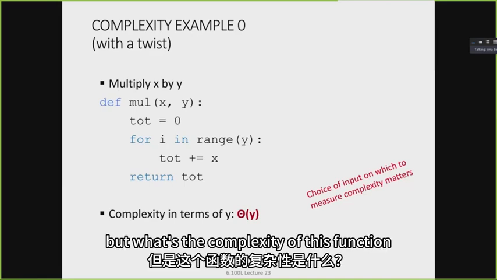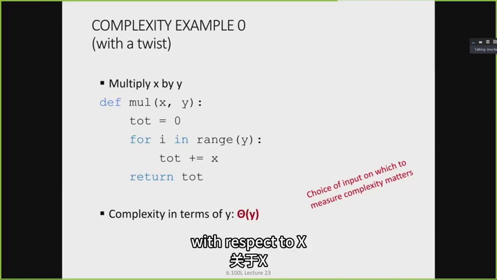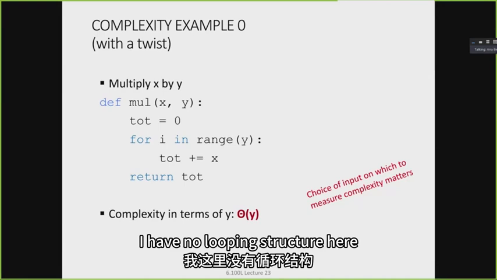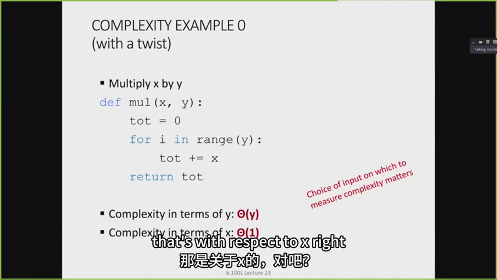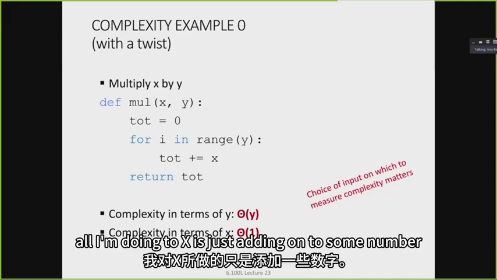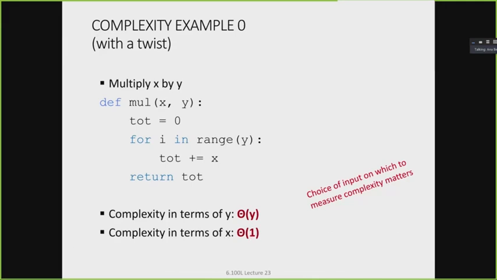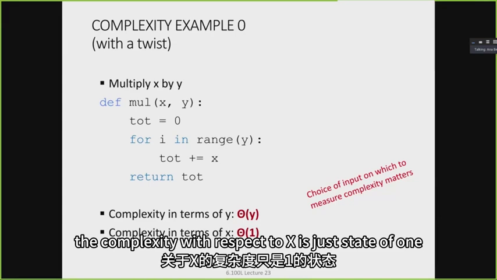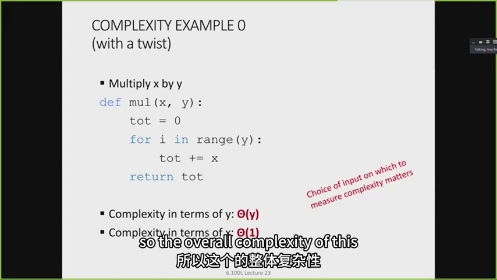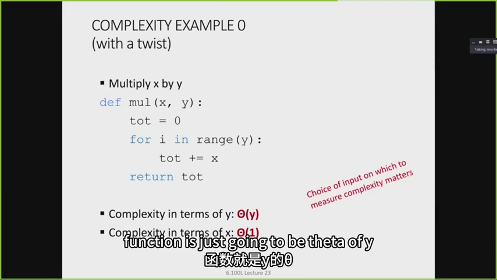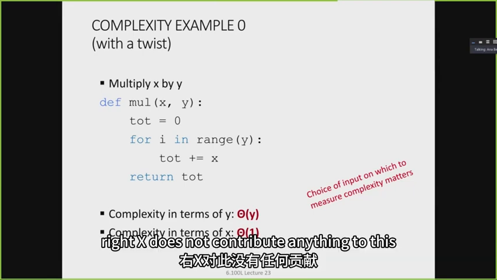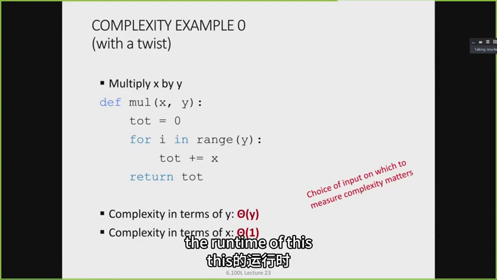But what's the complexity of this function with respect to x? I have no looping structure here that's with respect to x, right? All I'm doing to x is just adding on to some number. So the complexity with respect to x is just theta of 1. So the overall complexity of this function is just going to be theta of y, right? x does not contribute anything to the runtime of this.